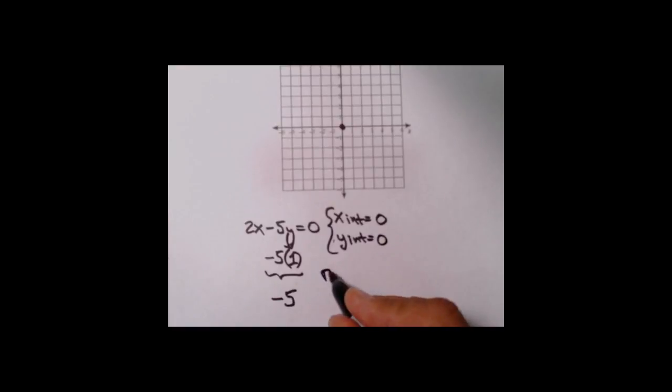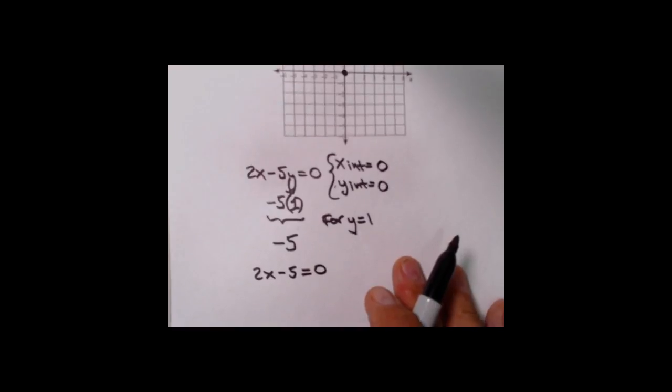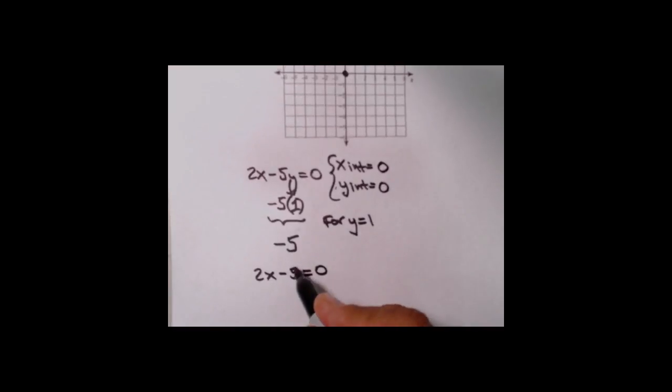Now, that, of course, is for y equals 1. Well, now, what I end up with is 2x minus 5 equals 0. Solve this for x here, and look what happens. We jump this over to the other side, and I get 2x equals 5.